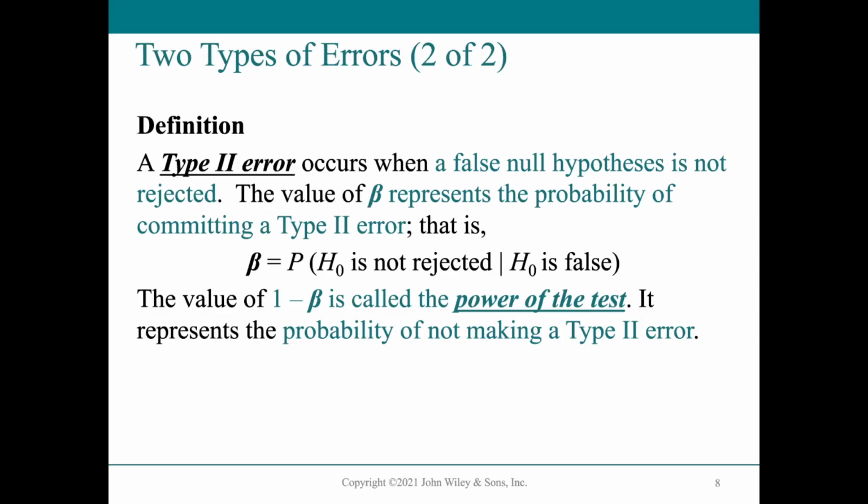So 1 minus beta is the power of your test. It represents the probability of not making a type 2 error. So if 1 minus alpha percent is our confidence level, then 1 minus beta is the power of your test. It tells us how probable we are to not make the type 2 error.